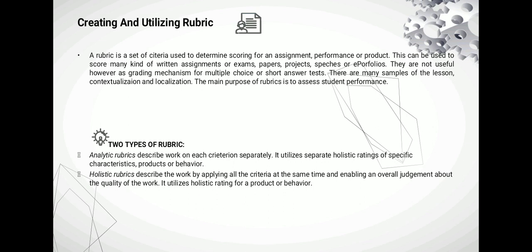Next we have here the holistic rubrics. Holistic rubrics describe the work by applying all the criteria at the same time and enabling the overall judgment about the quality of the work. It utilizes holistic ratings for a product or behavior. It means that it uses a single set of criteria to evaluate the overall quality of the work.